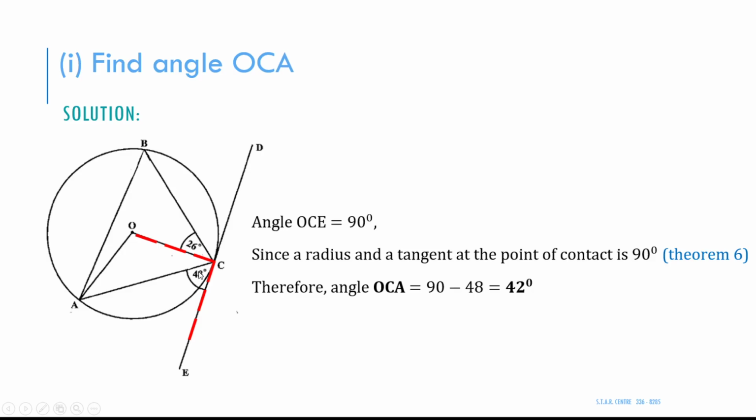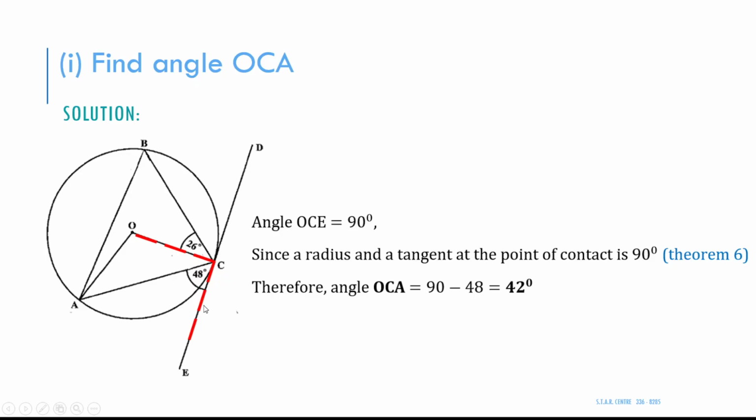And we did a theorem that a radius and a tangent at a point of contact is 90 degrees, that's theorem 6. So therefore, angle OCE would be 90 degrees because OC is a radius. It goes from the center to the circumference. They tell us in the question that this is a tangent. We would know it's a tangent even if they didn't specify because it only touches the circle at one point. So a radius and a tangent at the point of contact will give us a 90-degree angle. Alright, so OCE is 90 degrees.